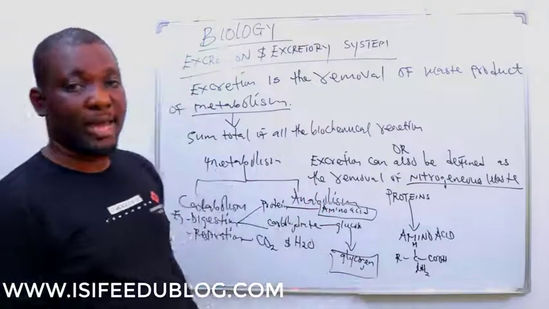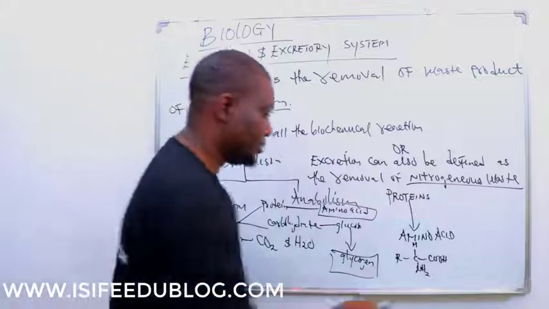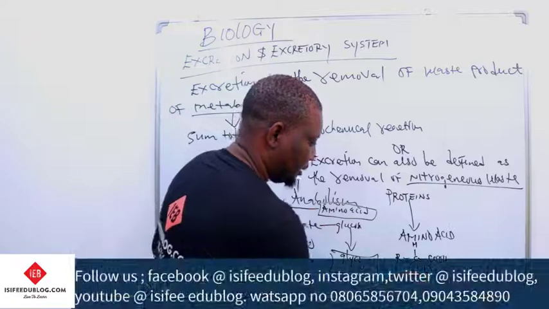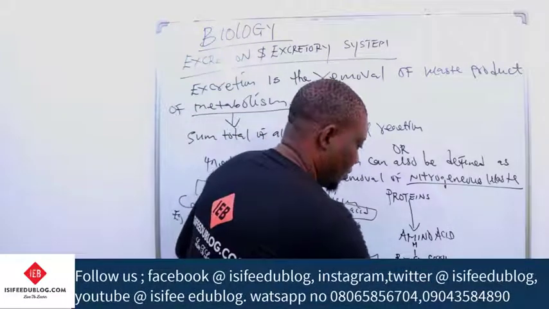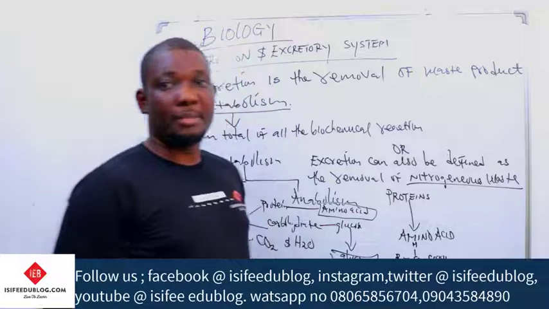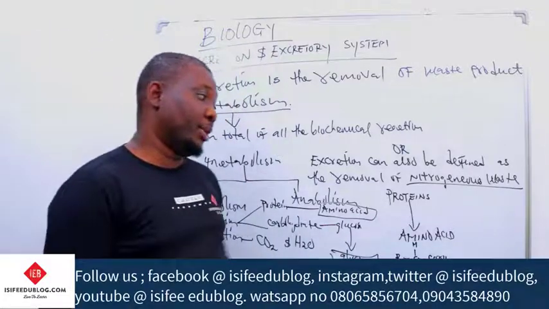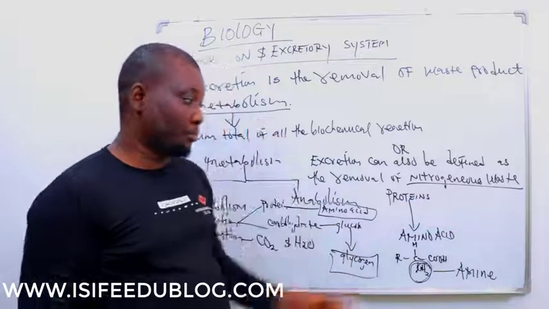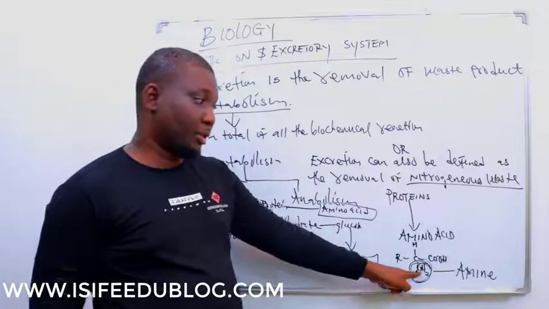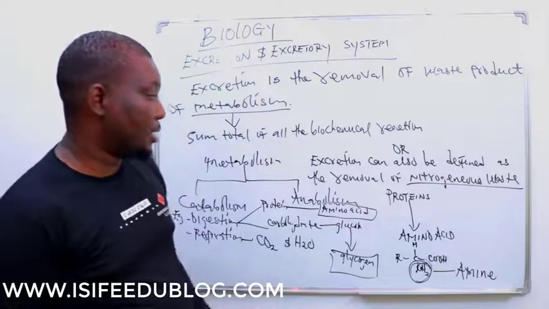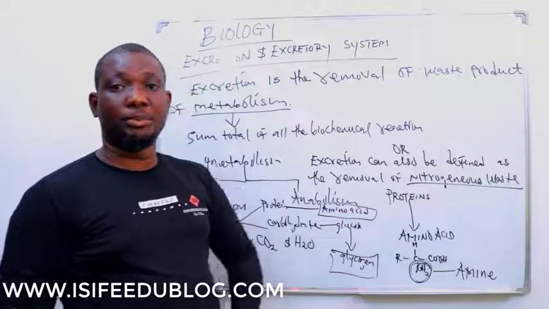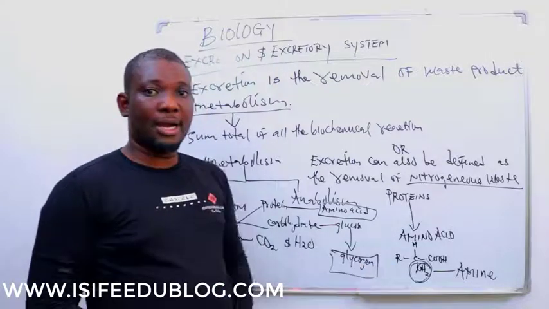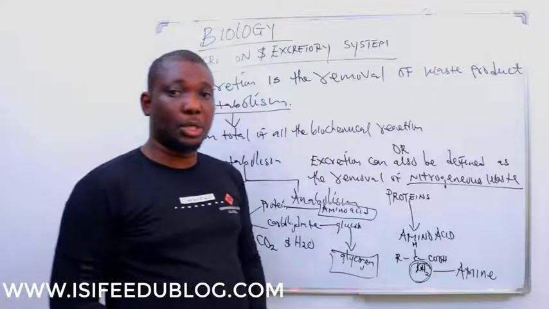The reason why excess amino acid is never stored in the body is because of this group, particularly this, which is called the amine group in organic chemistry. Here we just refer to it as amine. That is the nitrogenous group, because it's a nitrogen group, and it's very toxic. That is the reason why amino acid, the end product of protein digestion, is never stored in the body.